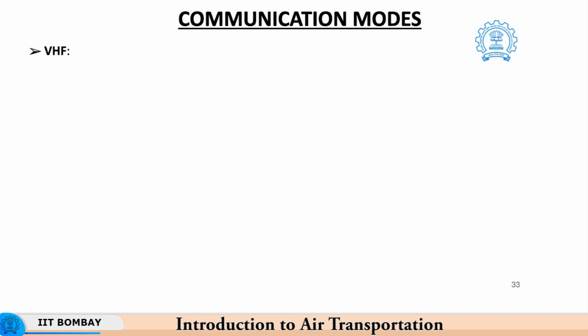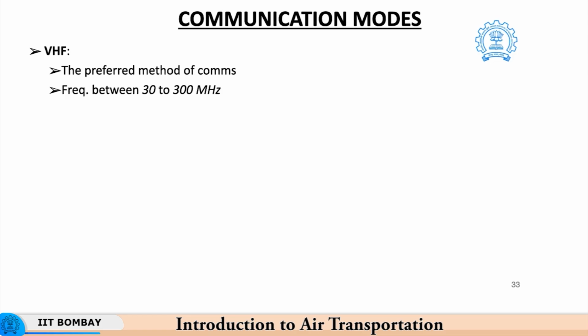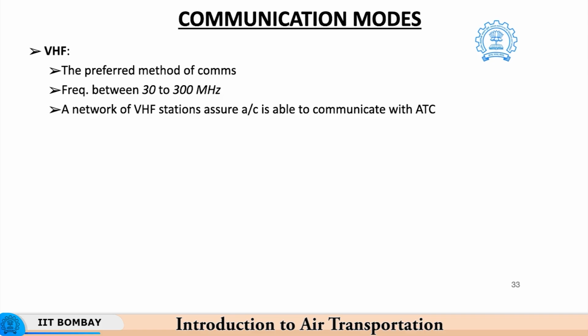Now we need to understand the three different modes of communication. First, as I mentioned to you, is the VHF communication mode, that is the very high frequency mode. This is the most preferred method of communication. Most of the communications with respect to CNS operations occur using this type of communication. The frequency allocated to such communication is between 30 to 300 megahertz.